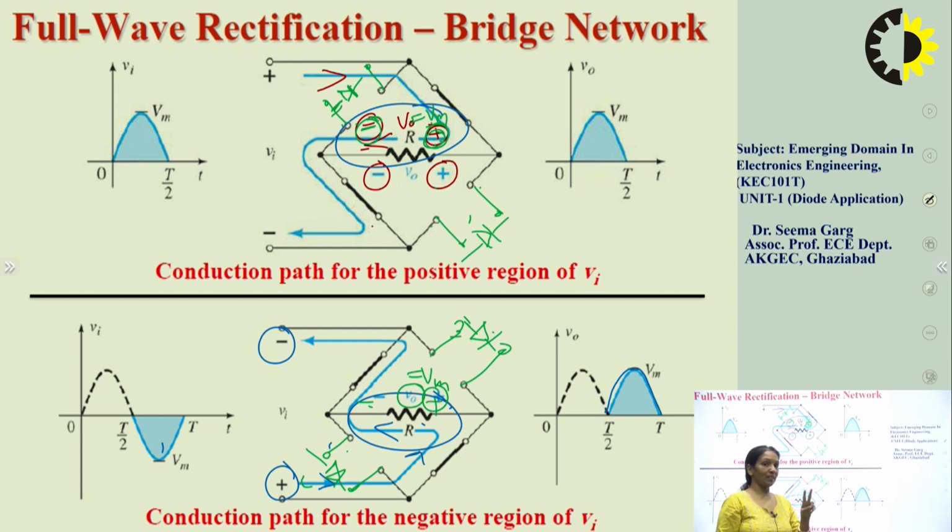So there are two reasons for using the bridge rectifier over the center tap rectifier. One is the peak inverse voltage, which is only Vm in the case of the bridge rectifier, whereas it is twice Vm in the case of the center tap rectifier. Also, in the center tap rectifier we have to use a center tap type of transformer, which is expensive and difficult to fabricate, whereas here we use an ordinary transformer, which is very cheap in comparison to the center tap type of transformer.